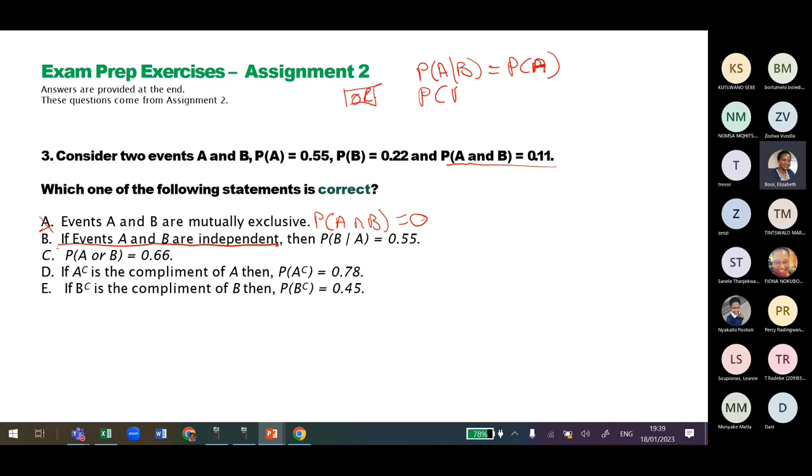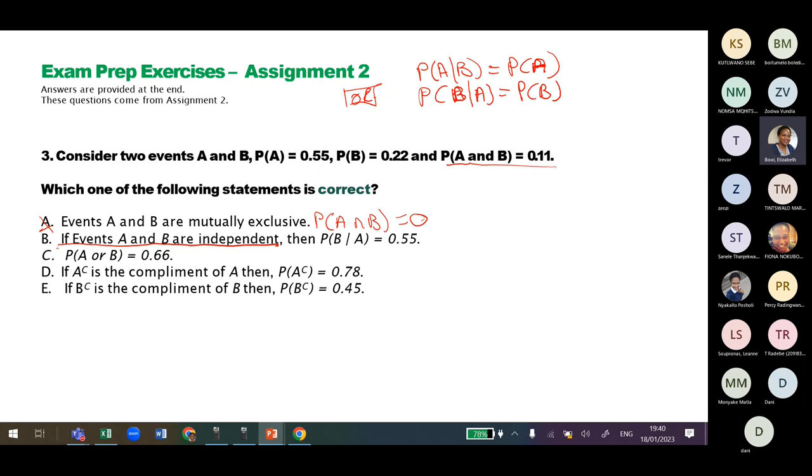Or because we know that the probability of B given A is equal to the probability of B. And this is part of the notes, what we discussed, right? For independent events, the conditional probability of A given B is the same as the probability of A. The probability of B given A is equal to the probability of B. That is, if event A and B are independent.